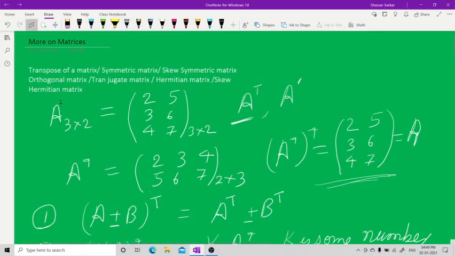Students, we are going to review a little bit of the last lecture, that is transpose, symmetric, skew symmetric, orthogonal, transjugate, Hermitian, skew Hermitian matrices. I took a matrix A of order 3 cross 2, 3 rows and 2 columns. When I took the transpose, this complete column became a row. If I take another transpose, then this row will become a column, which is the same as the original matrix. So transpose twice gives me the original matrix.